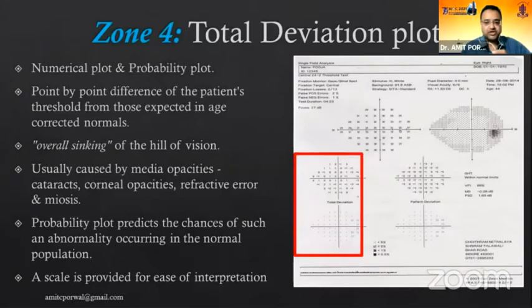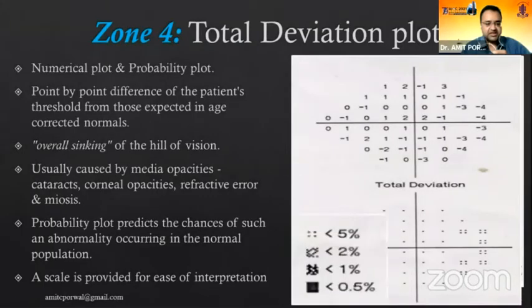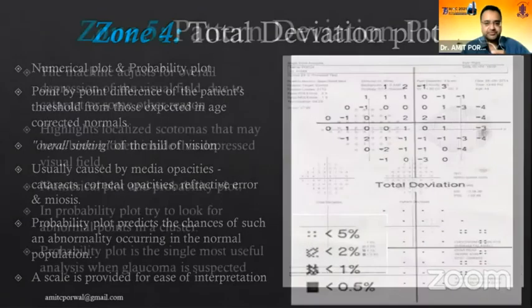Zone four is the total deviation plot. Now, what is this total deviation plot? It has a numerical plot and a probability plot. It is the point by point difference of the patient's threshold from those expected in age corrected normals. So it shows the overall sinking of the hill of vision and is usually caused by media opacities like cataract, cornea, or refractive error, miosis. The probability plot predicts the chances of such an abnormality occurring in the normal population, and it is shown there also. And a scale is provided for ease of interpretation.